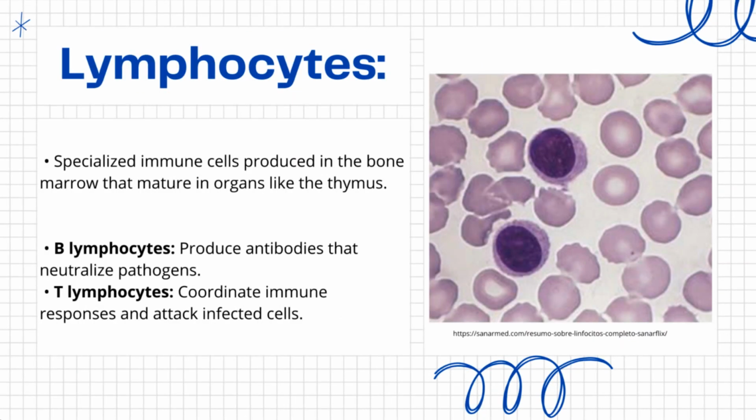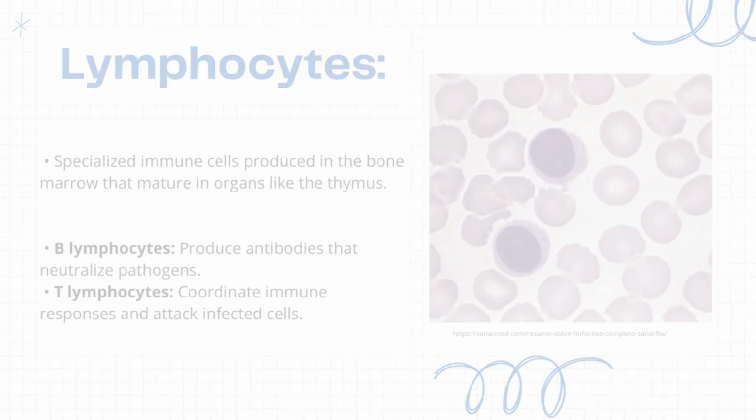Lymphocytes are specialized cells of the immune system, produced in the bone marrow and matured in organs such as the thymus. Lymphocytes are divided into B and T cells. B lymphocytes produce antibodies that neutralize pathogens. T lymphocytes coordinate immune responses and attack infected cells.